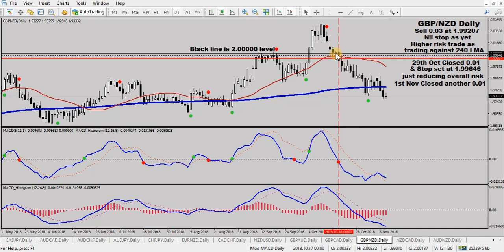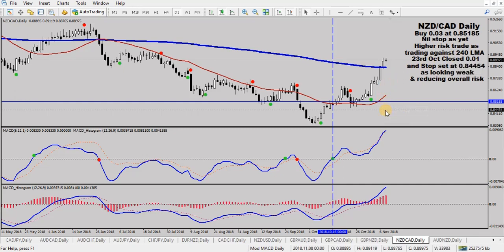Pound New Zealand, sell back here. Pretty sure closed 2/3 already. Now price is dropping down nicely again. Stops up here, I could probably bring my stop down a bit closer. New Zealand CAD, took a buy back here and I closed 1/3. Stops in place now, going up nicely. Hit the 240 LMA. Now it looks like it's starting to roll over a bit. I might consider taking another 1/3 off the table tomorrow.